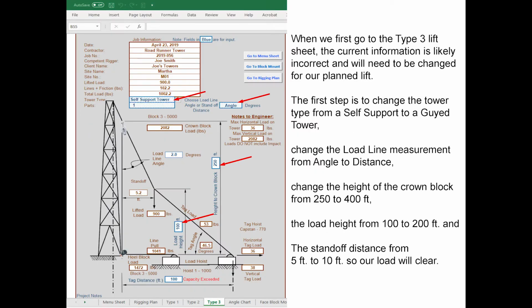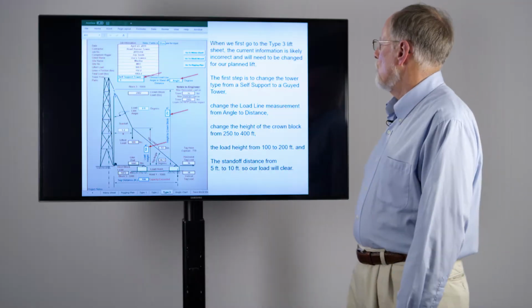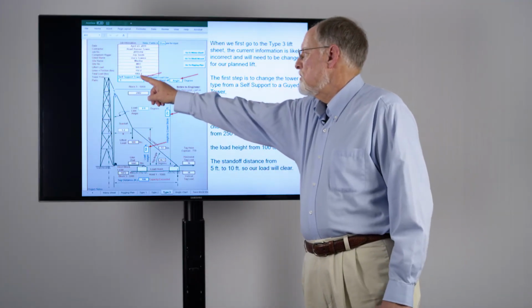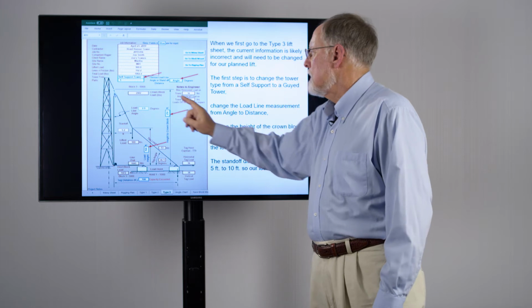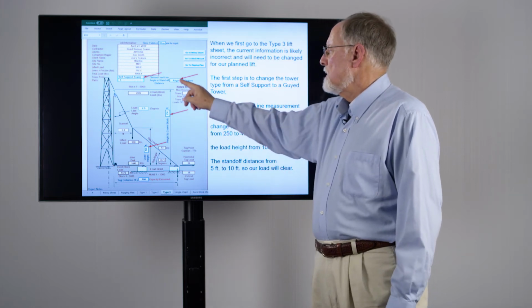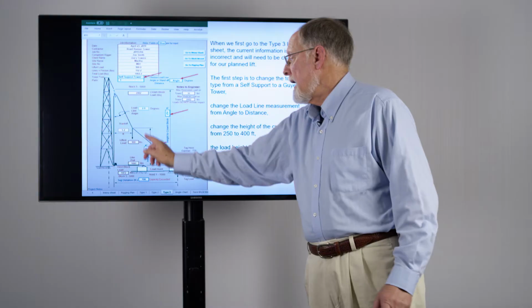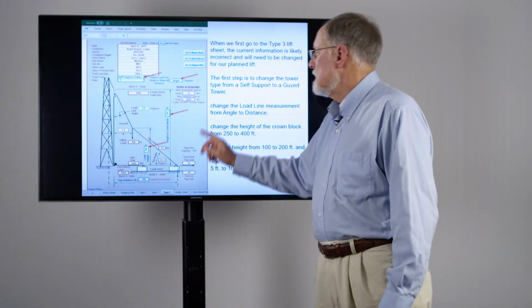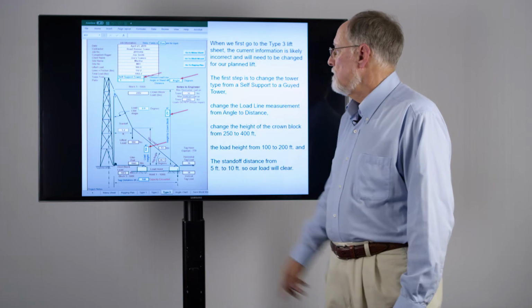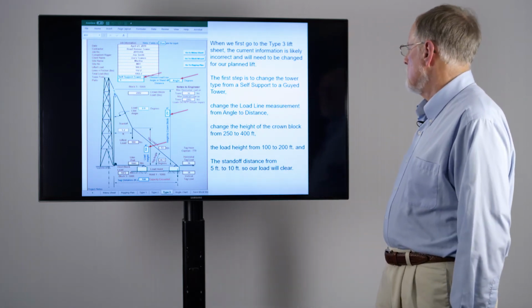Now, again, we're going to be using a Type 3 lift. So we've gone to the Type 3 page. Doesn't look like what we're going to be working on. It's going to be a guide tower. So we're going to want to go in and change to a guide tower. You have the ability on this particular page for the standoff to either be the angle of the load or the standoff distance at the load height. So we're going to want to change this to the distance.